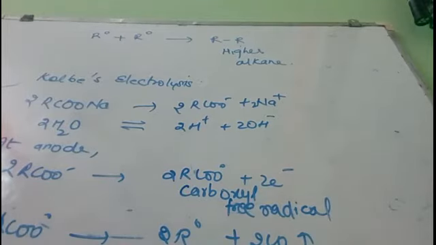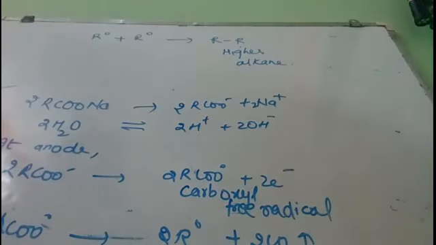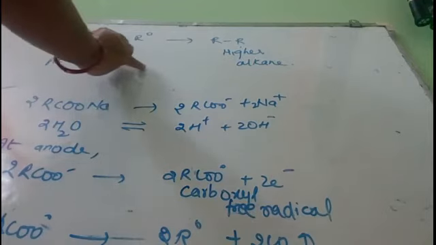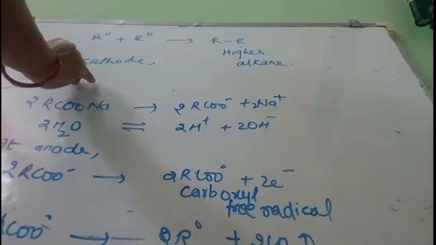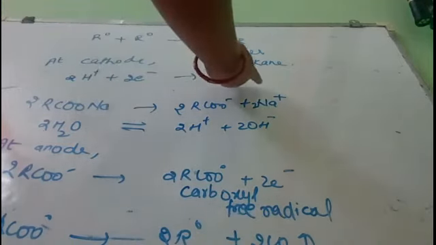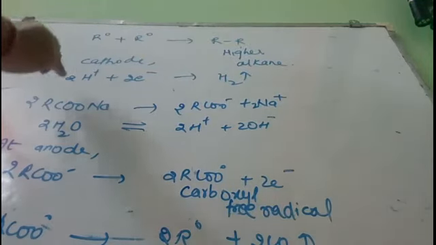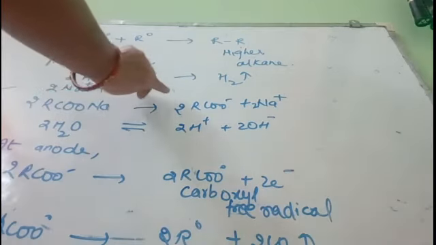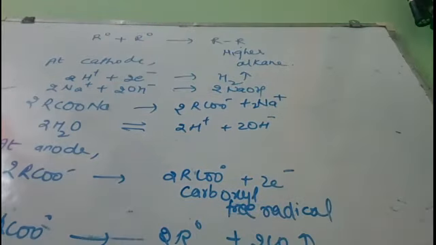So here alkane will be formed, and afterwards at cathode these hydrogen ions will accept the electron and form hydrogen gas, right? Then the remaining sodium ions and hydroxide ions will remain in the solution in the form of NaOH.